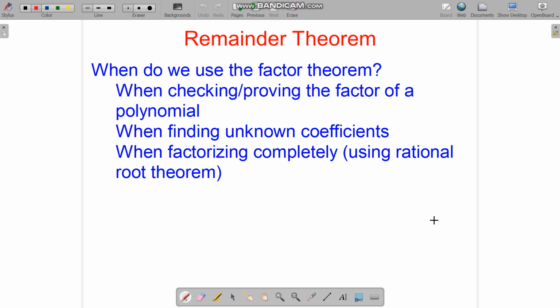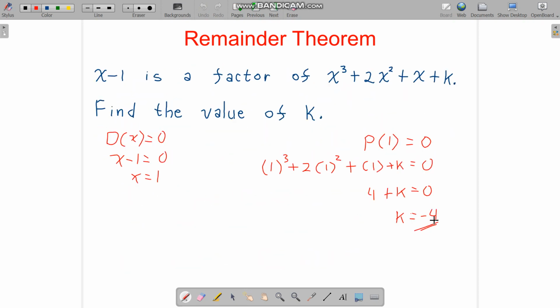So in conclusion, when do we use the factor theorem? When checking or proving the factor of a polynomial, or when finding unknown coefficients, or when factorizing completely using the rational root theorem, which we will talk about after this. So the factor theorem can be used to verify whether the divisor is a factor or whether a number is a root.